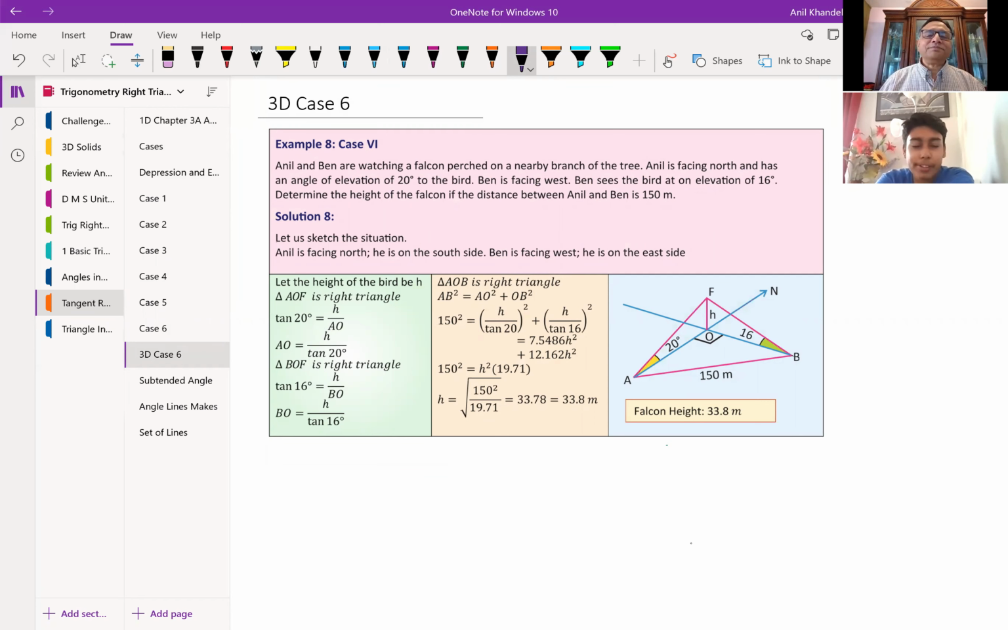Anil and Ben are watching a falcon perched on a nearby branch of the tree. Anil is facing north and has an angle of elevation of 20 degrees to the bird. Ben is facing west. Ben sees the bird at an elevation of 16 degrees. Determine the height of the falcon if the distance between Anil and Ben is 150 meters. Correct. So as you can see, there's a baseline. The baseline is the distance between Anil and Ben, given as 150 meters, and the two angles of elevation are 16 and 20.